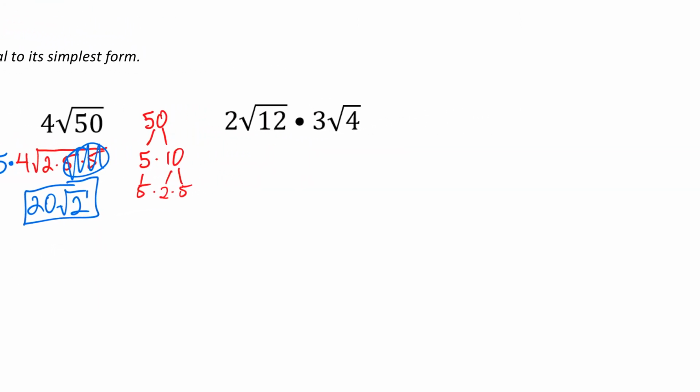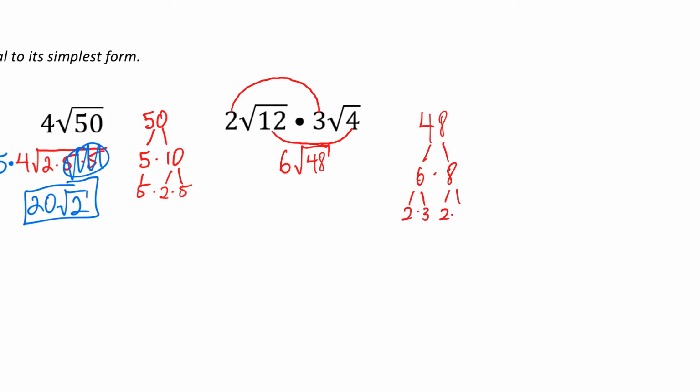Okay, this next one. So remember we multiply outside numbers together. 2 times 3 is 6, and then we multiply inside numbers together. 12 times 4 is 48. And then just simplify as normal from there. So 48 is 6 and 8, which is 2 and 3, 2 and 4.